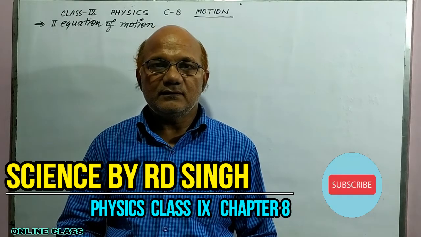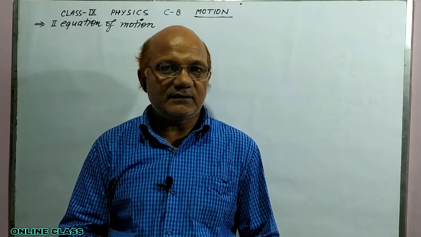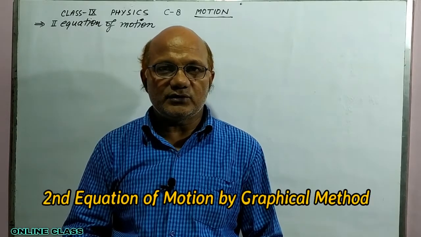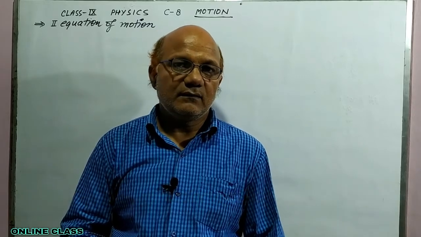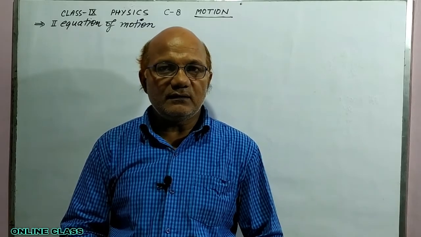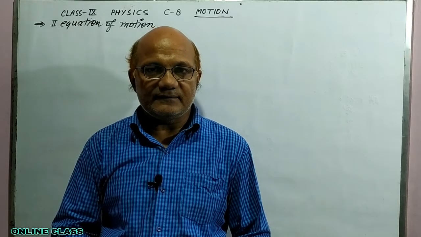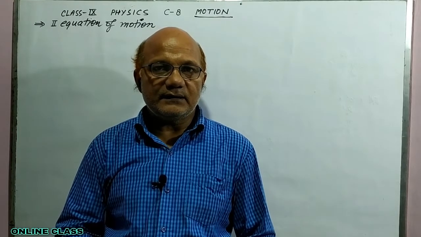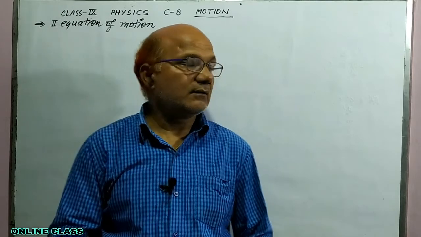As you know, in the last class I had discussed the first equation of motion by graphical method. Today I am going to derive the second equation of motion by graphical method. So let us see, when a body is moving in a straight line with a uniform acceleration, how can we derive the second equation of motion for this body?